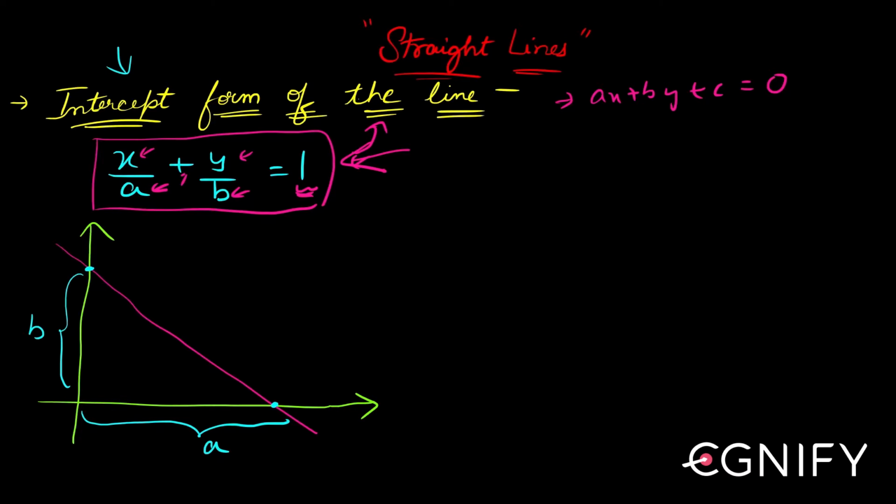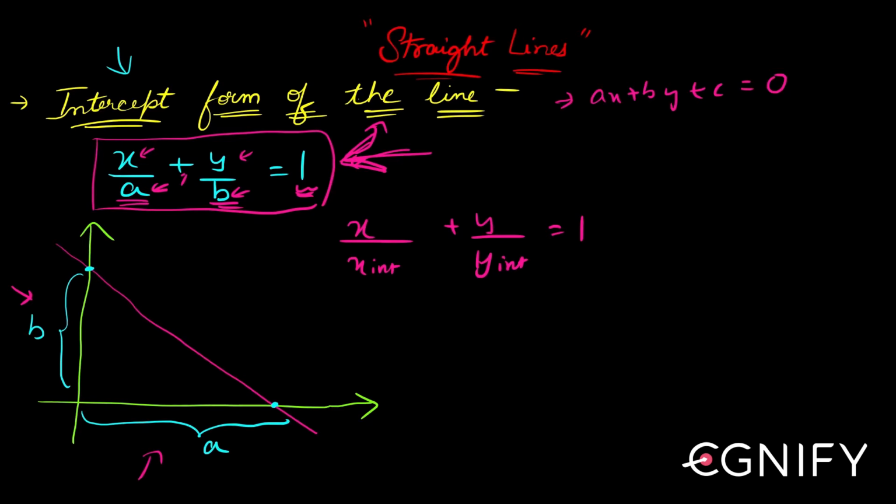And the moment you see that, you should know that whatever is lying below x is the x-intercept. Whatever is lying below y is the y-intercept. You already know what intercept means. If you write the line in the intercept form, you will get the intercept directly. So this is your x by x-intercept plus y by y-intercept is equal to 1.